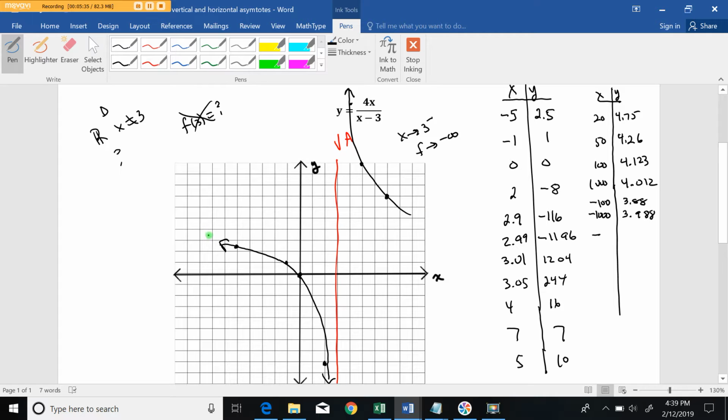as x gets larger in both directions. And that's what the second set of tables here does. You notice that if I put in x equals 20, we get 4.75 out of that, so keep that in mind. If we put in x equals 50, again through this function, we get 4.26. X equals 100, we get 4.123. X equals 1,000, 4.014. You notice that as we get bigger and bigger, the function appears to be approaching 4, right?